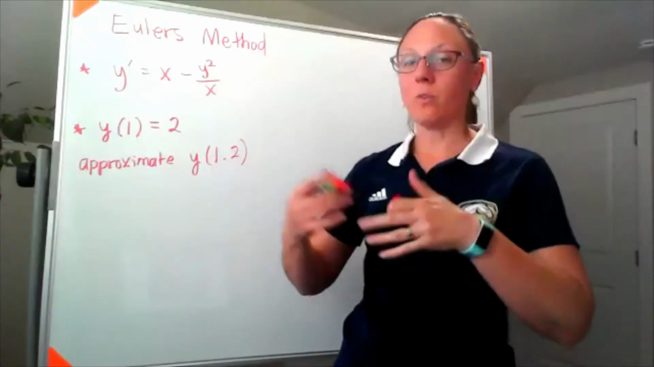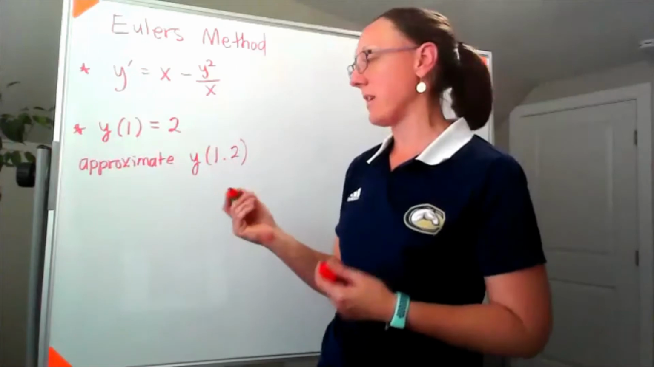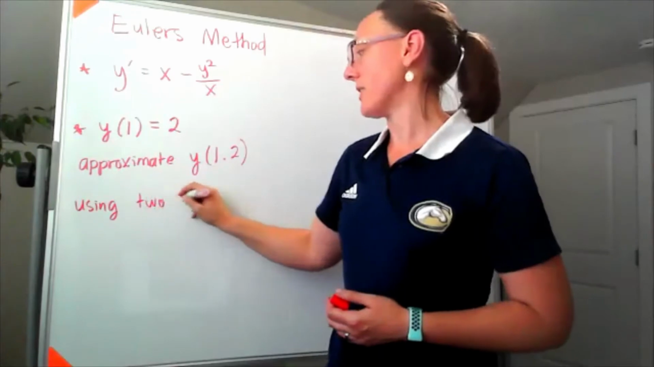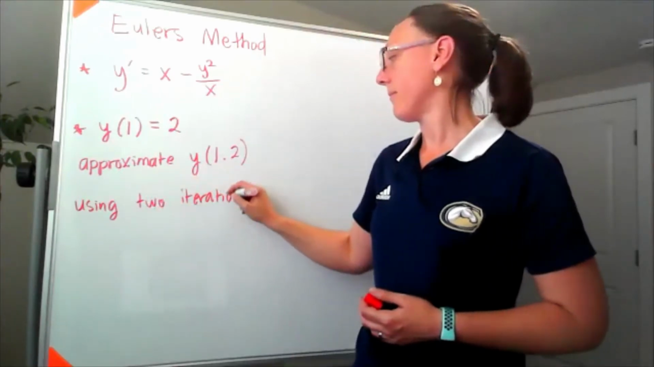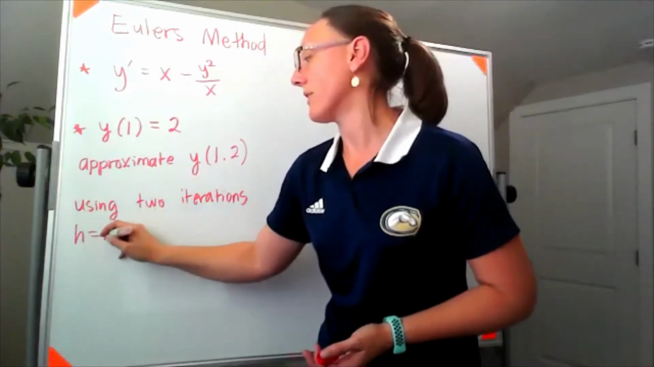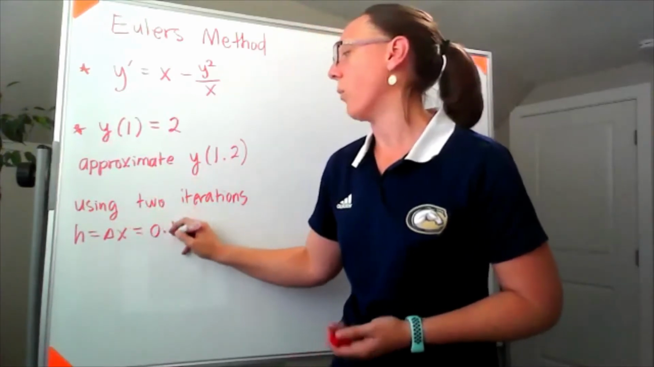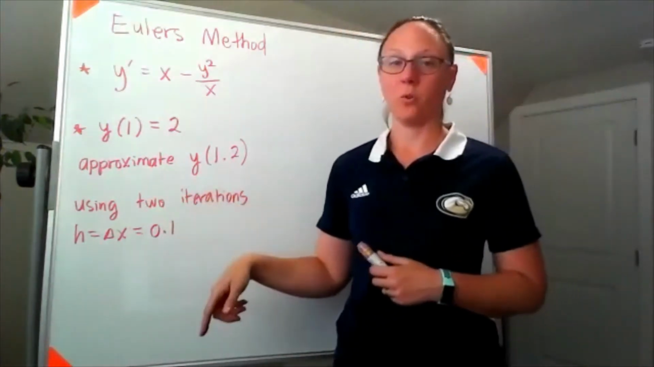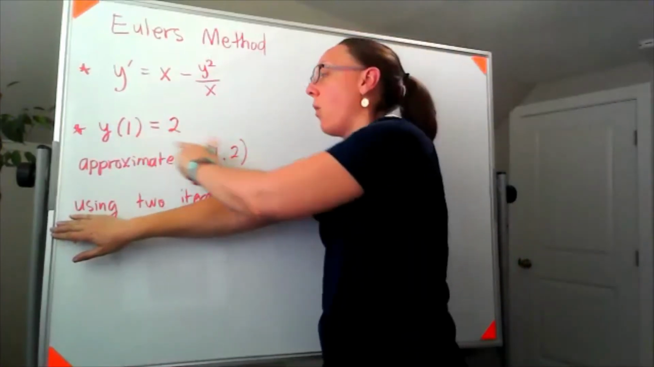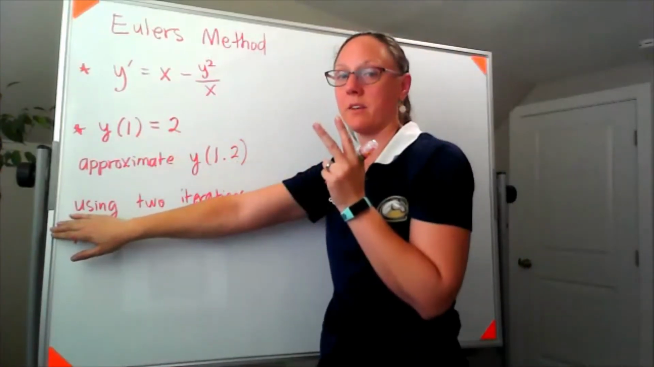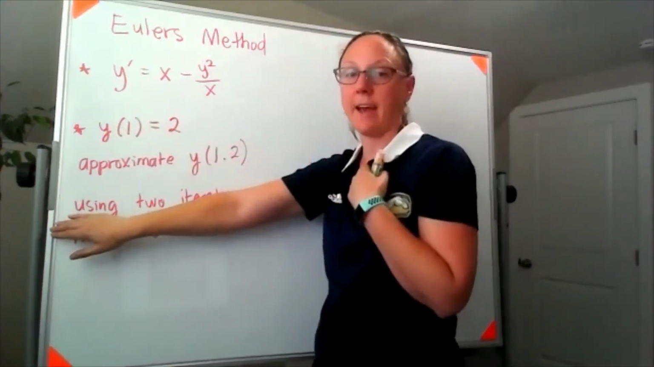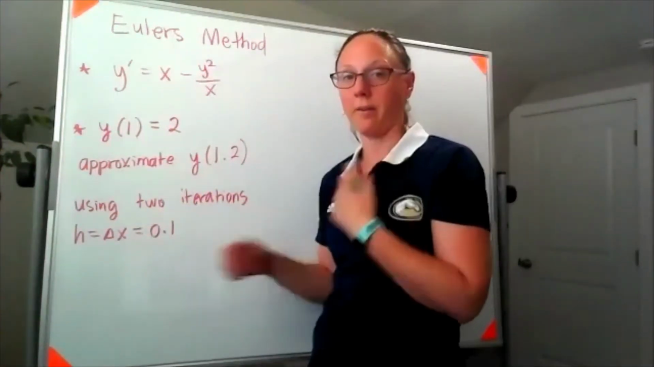So I could give you that additional information in a couple of ways. I could say, using 2 iterations, or I could just tell you that the time step of h, or delta x, was equal to 0.1. And either of those 2 statements would be enough. If I say using 2 iterations, that means I have to get from 1 to 1.2 in 2 steps. So that's a distance of 0.2, and if I do that in 2 steps, then each step would be a distance of 0.1.